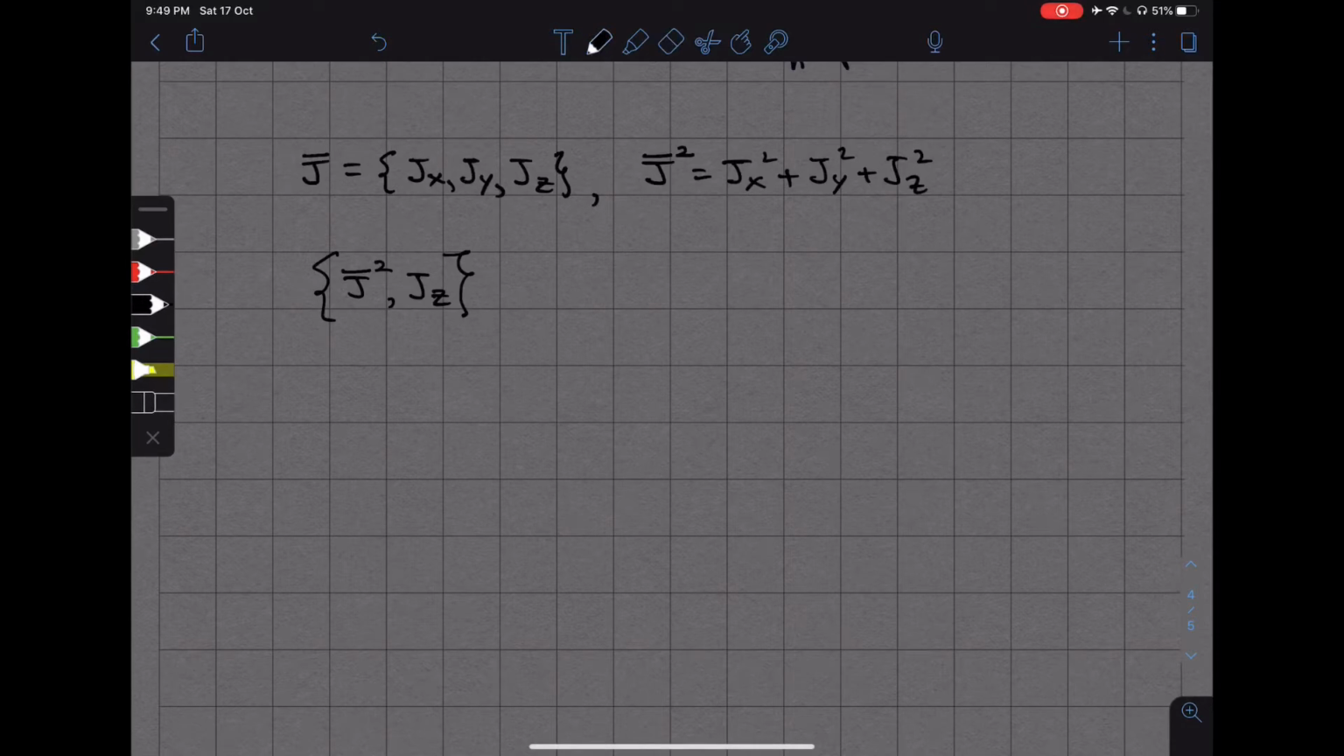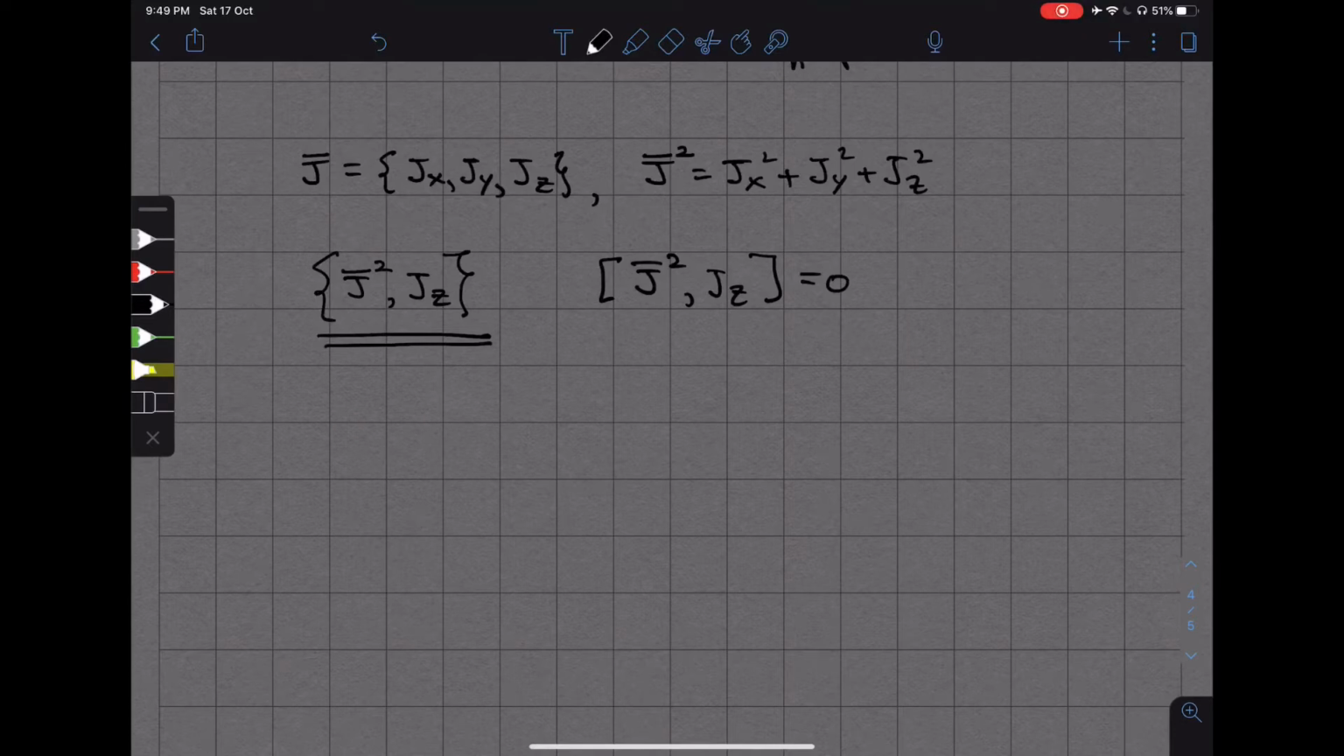And now what we are going to do is find the eigenvalue spectrum of these operators. Of course, these operators commute. And what that means is that we can find wave functions which are simultaneous eigenfunctions of these operators.